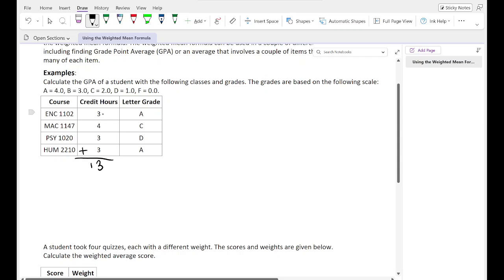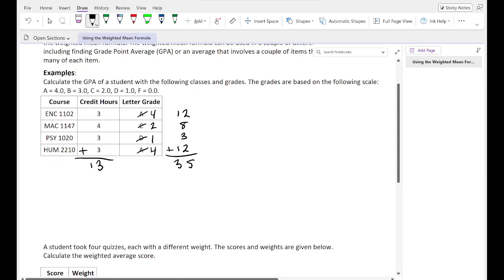Now I'm going to multiply the credit hours by the letter grades. And again, I have the scale up here, so I'm going to change all of these letter grades into their requisite numbers. So A is 4, C is 2, D is 1, and A is 4. If you had a B, it'd be 3. So I'm going to multiply 3 times 4, that's going to give me 12. 4 times 2, 8. 3 times 1, 3. 3 times 4 is 12. And now I will just add all these up, and I'm going to end up getting a 35.